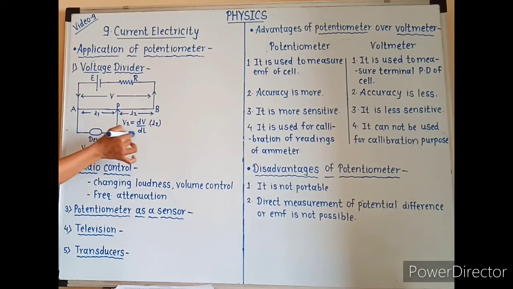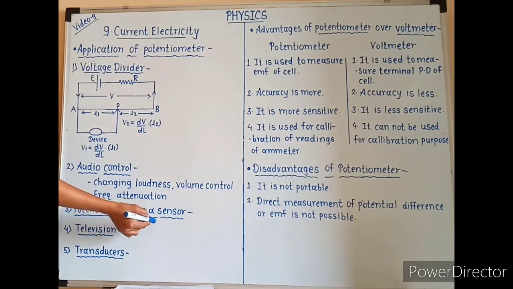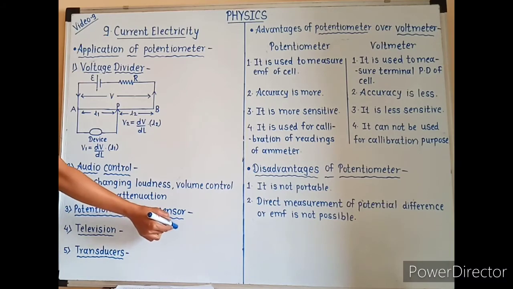Hence, a small displacement of the moving part of the machine causes a change in potential difference, and this change in potential difference is calibrated in terms of the displacement of the moving part of the machine. In this way, the potentiometer can be used as a sensor, that is, a motion sensor.